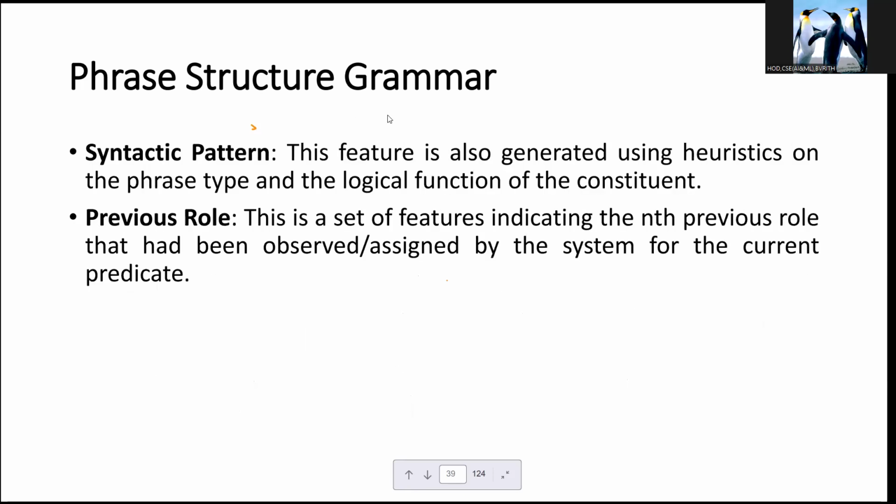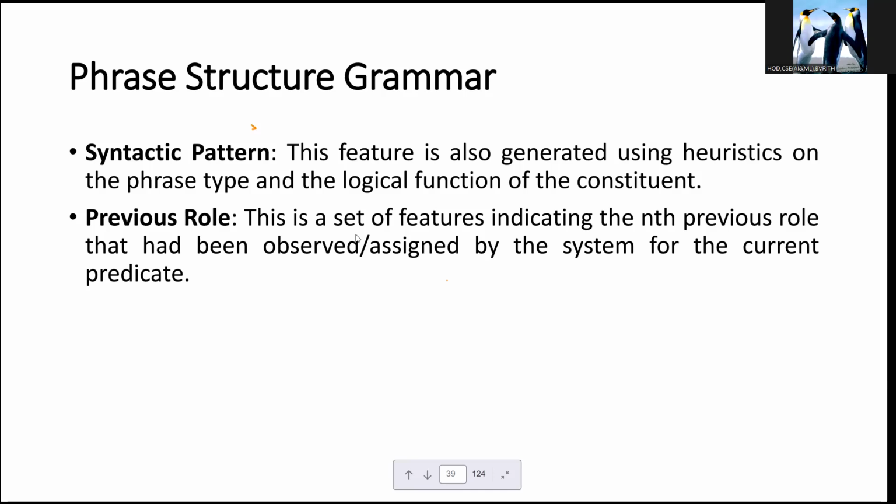And next, phrase structure grammar related other features are the syntactic pattern feature. This feature is generated based on some conditions. The conditions are based on the phrase type and the logical function of that particular phrase. So how it will be related, how it will be connected with the other words, is based on the logical function. And phrase type, we know, is named entity related types or POS related types.